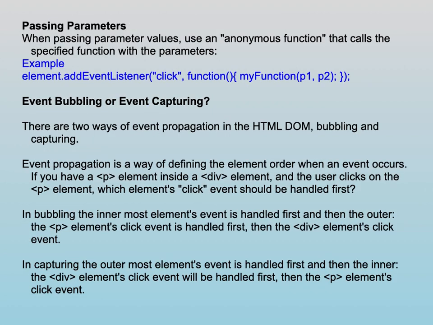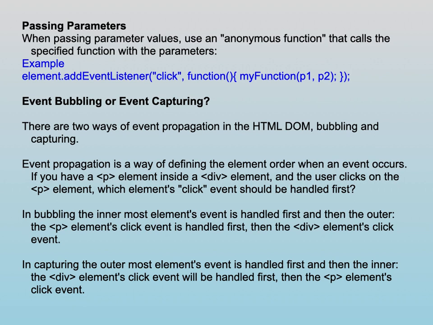Another thing is passing parameters. When passing parameter values, use an anonymous function that calls the specified function with the parameters. In the example, element.addEventListener click followed by a function without a name, that is an anonymous function. Function my function p1, p2, that function itself is calling another function with two arguments. My function is invoked by using p1 and p2 arguments.